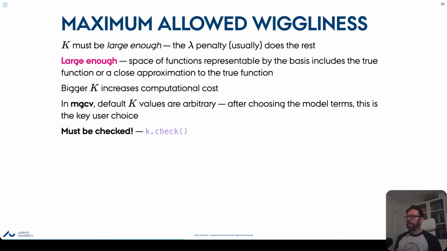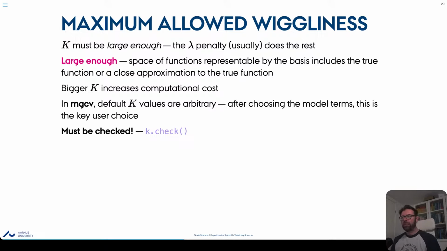What we mean by large enough is that the set of functions that could be made up using your basis functions is big enough to include the true function or a close approximation to that true function. So that's what we mean by large enough. It needs to either include the true function, which we don't know, or a close approximation to it. And as you put more and more basis functions into your basis, the set of functions that could possibly be created by that basis gets larger and larger. So your job is to choose k to be large enough.